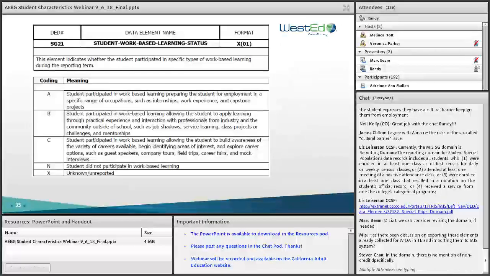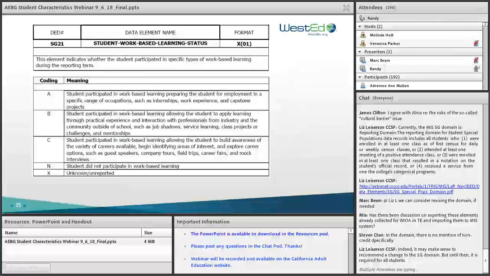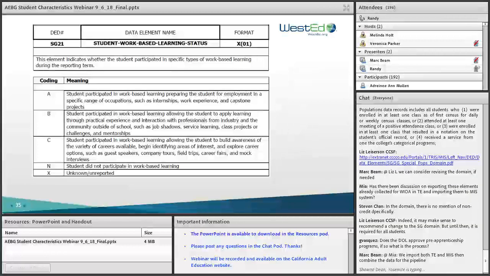The student work-based learning status, I believe in the guidance that we are preparing currently, for them to show up in the occupational milestone, you would need to code that as A, which applies to internships and work experience and capstone projects, for that to show up as an occupational skills gain. But these are things you would have to identify and then go in and manually code the student yourself. So just to be aware of that, you need to develop supplemental processes for being sure this data is entered.